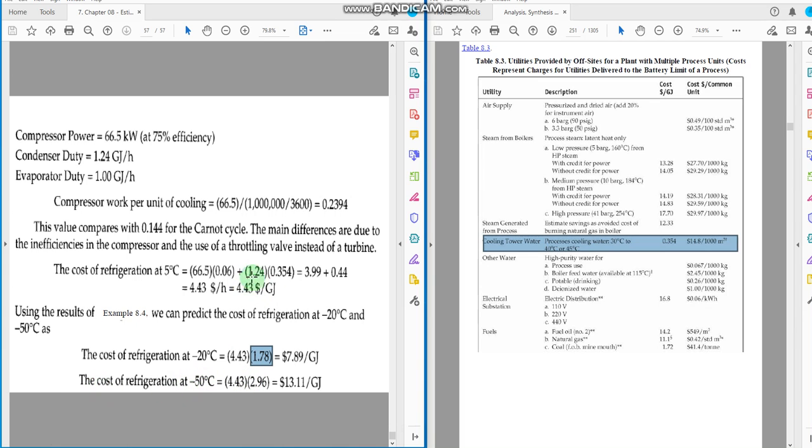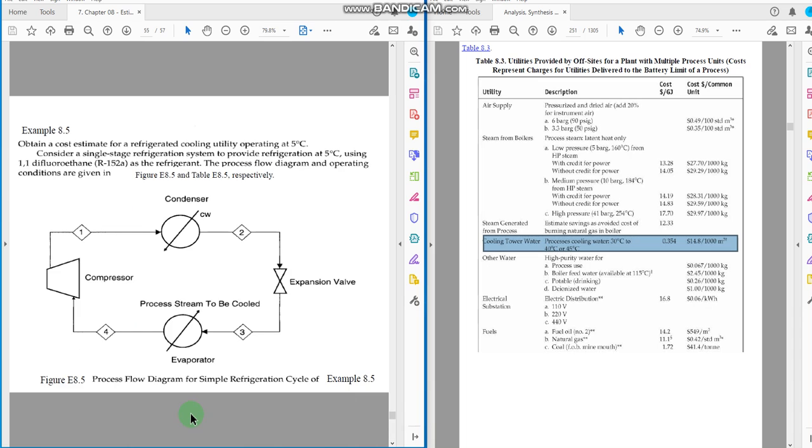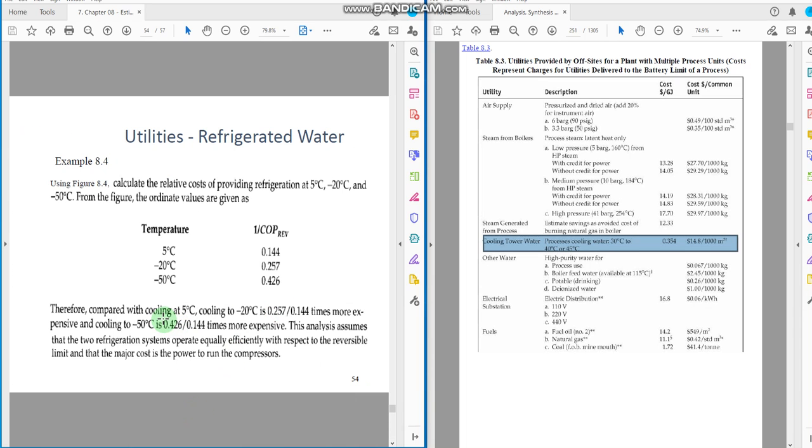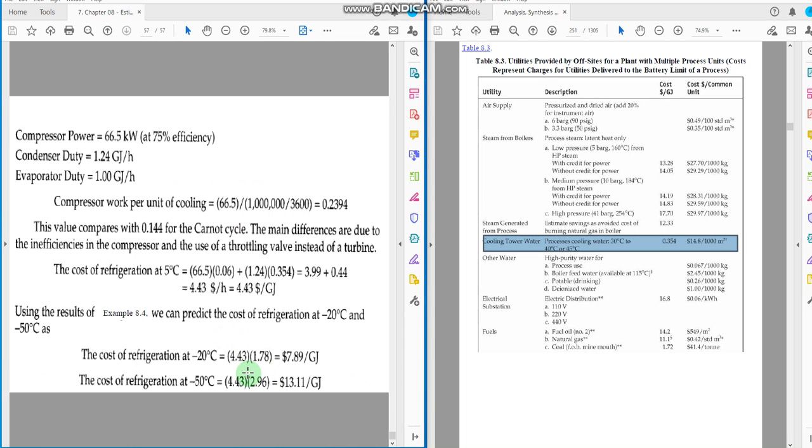You multiply this $4.43 per gigajoule with the factor we calculated for minus 50 degrees C. Here you have calculated the ratio of the cost requirement at minus 50 degrees C in comparison with 5 degrees C. From here you get a value of around 2.96. You multiply that number with 4.43 to get the cost of refrigeration.